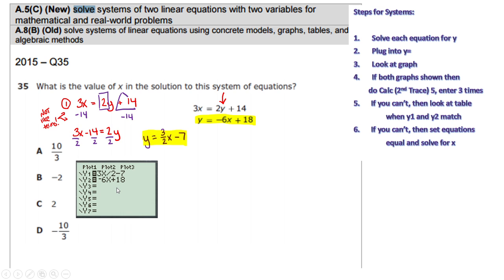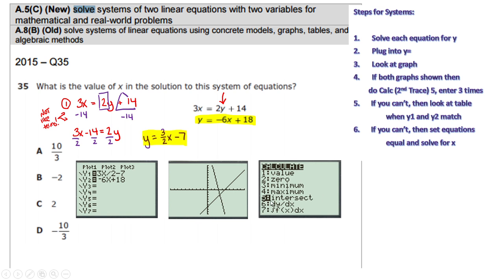Okay, going to the graph. If we graph it, it looks like this. Now this is what we want: we want to see both graphs in our window. So if we see them, we're now going to hit second trace, go to 5, and hit enter 3 times. So here's the calculate menu. Go down to number 5 where it says intersect, and hit enter 3 times. If you do that, you should have your answer on your screen.